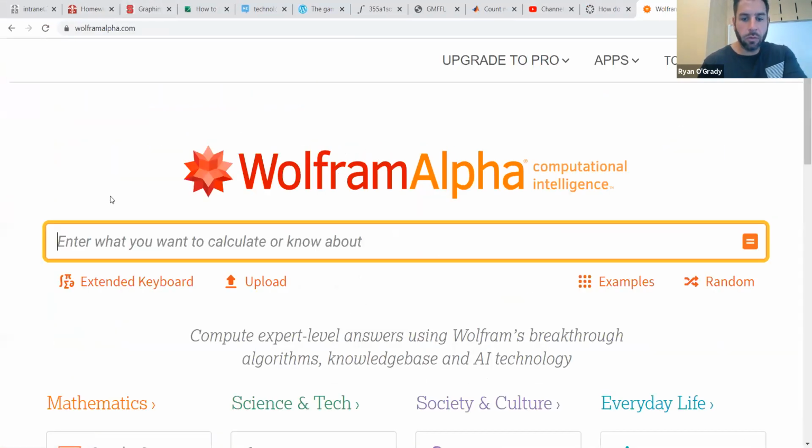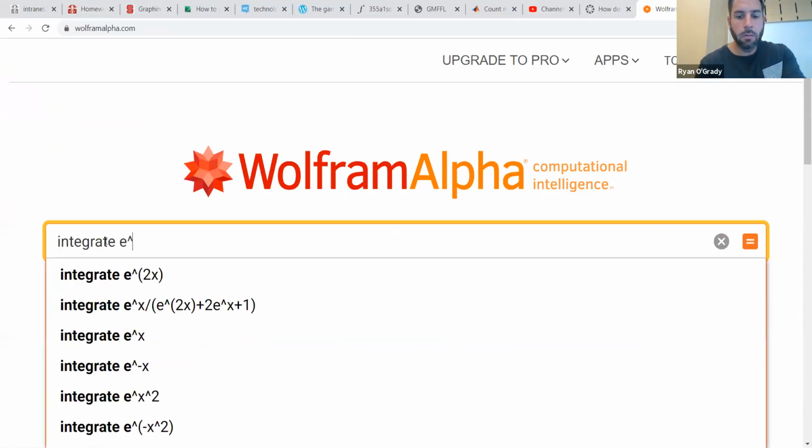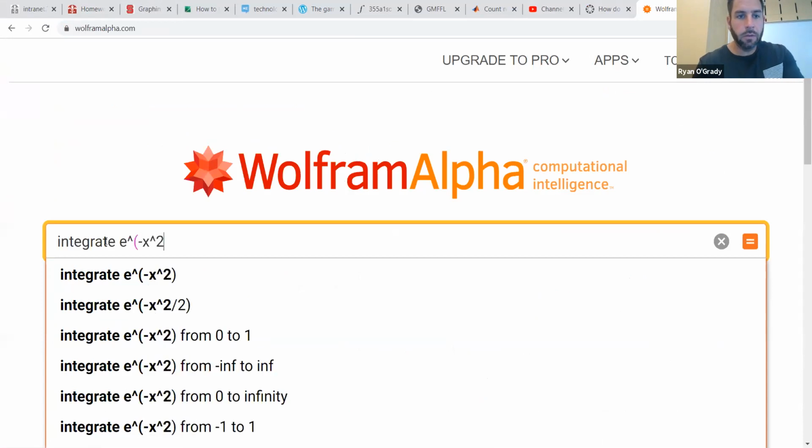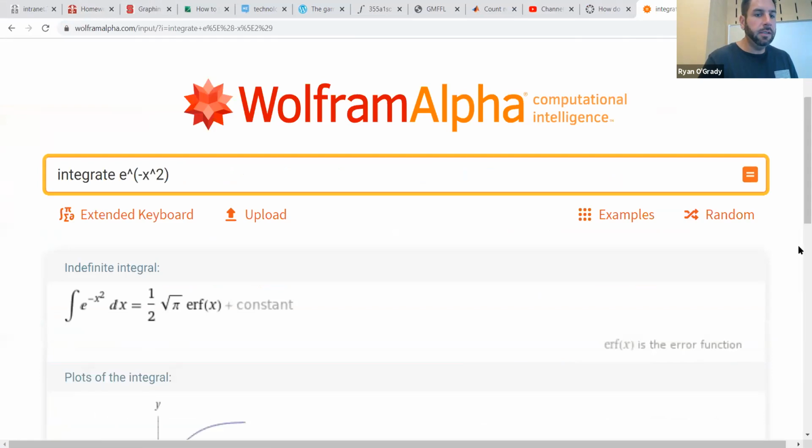Now suppose I ask Wolfram to integrate these things. Integrate e raised to the negative x squared. And you'll notice what Wolfram does is it tells me it's 1/2 the square root of pi, and then it says this thing you've never seen before, erf of x. It's called the error function.